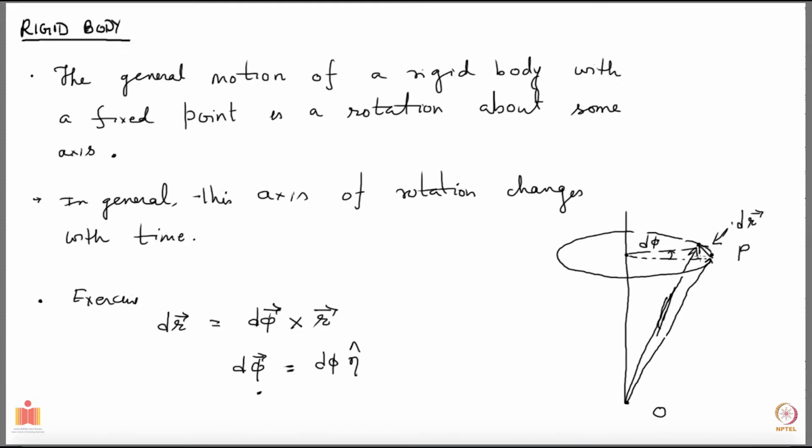So your velocity v is the following. v is your dr, you divide by the time interval dt. So you get d phi over dt cross r. Okay, and I define d phi over dt to be omega.